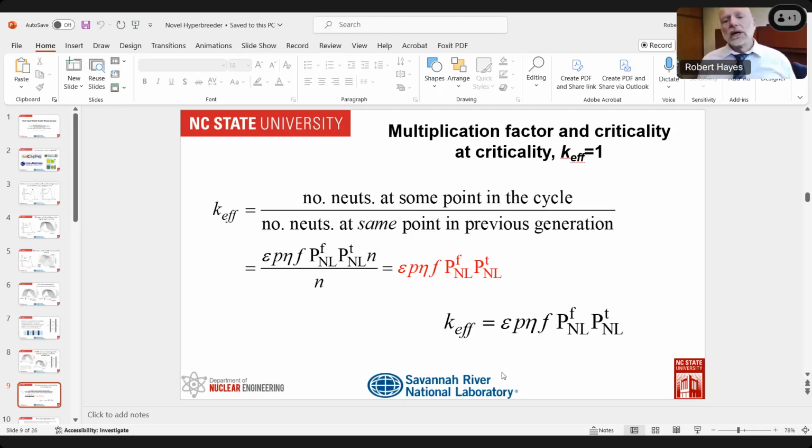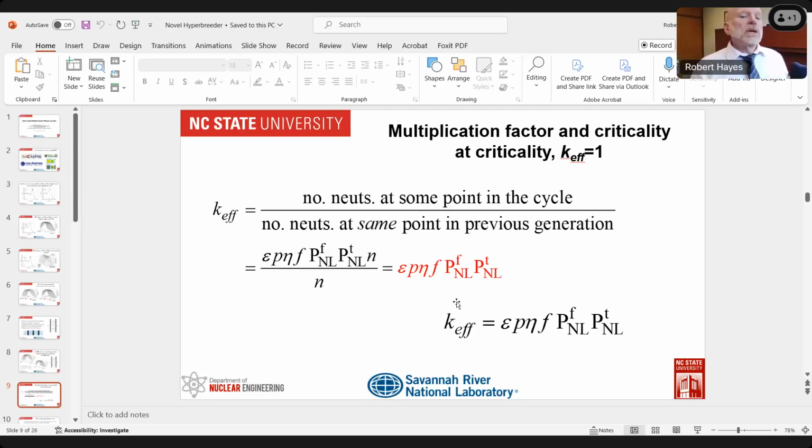So the easiest way to explain this is to go through the four-factor formula. If everybody remembers, hopefully you do. If not, I'm going to tell you now. The K effective is the number of neutrons at one point in a cycle divided by the number of neutrons in a previous cycle. So if you think of every time that I'm generating a set of neutrons from fission, and all the physics that happens as the neutrons go from fission of one generation to the next generation, that's going to be encapsulated in this four-factor formula right here.